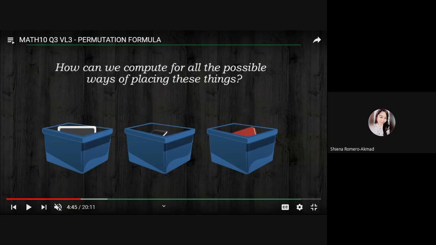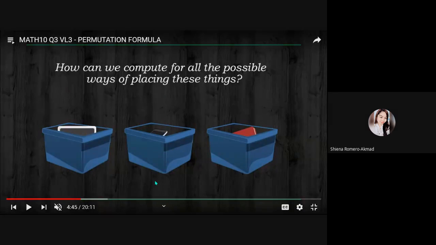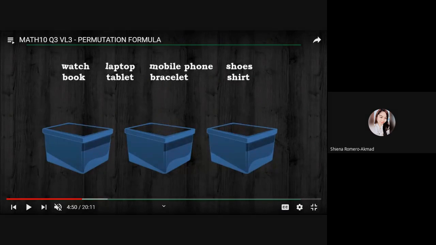Of course, we have different choices. Now, we are asked to solve for the number of all possible ways of placing these things. Remember that there are 8 things to be placed, but only 3 boxes. Since our choices differ, the arrangements also differ. To do this, we can use what we did earlier: identify the number of choices we have for each box or position.